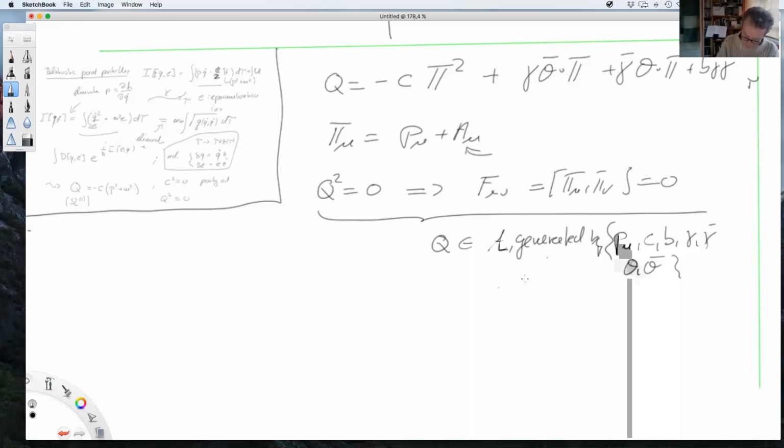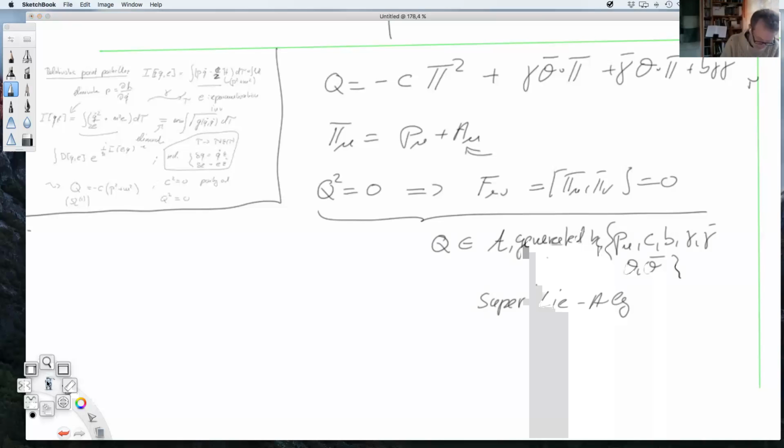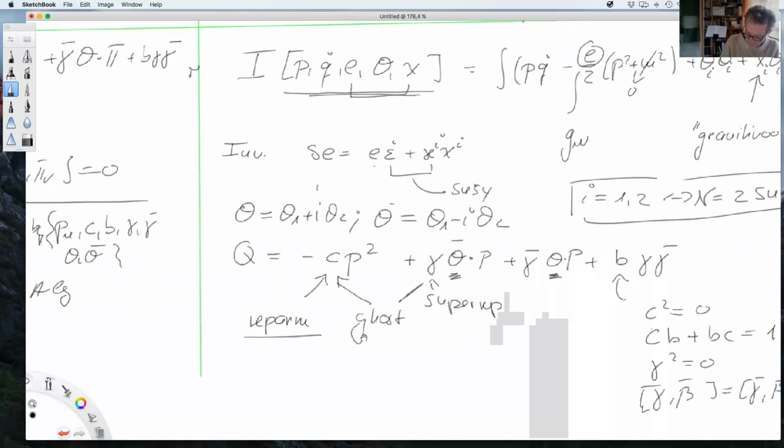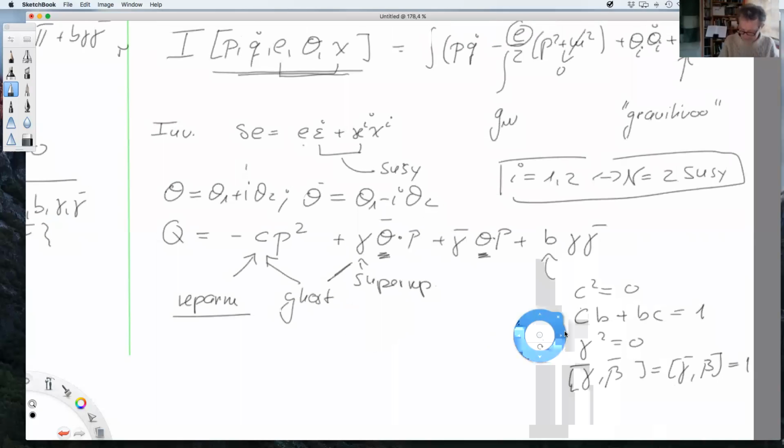Maybe I didn't forget anything. This is an associative algebra. Well, we can think of it as a Lie algebra, or a super Lie algebra. Because if we go back to what we had before, we know that P and Q form a Heisenberg algebra if you quantize. We know that the C and the B's satisfy a Weil algebra. But there is some graded Lie structure here, right?